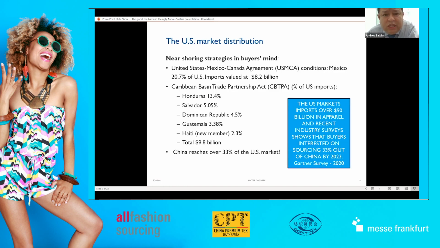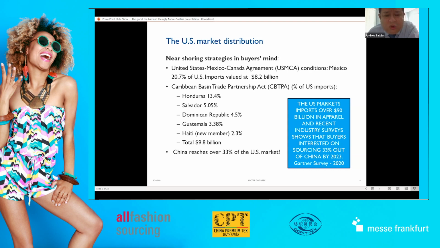And let's just see what the US market distribution looks like as of today. Again, the USMCA allows Mexico to be one of the major partners, with 20.7% of US imports coming from Mexico already. As far as the Caribbean Basin, talking about nearshoring, 24 hours for a 40-foot container from Honduras to Miami is a big factor. Honduras supplies 13.4% of what the US buys, El Salvador 5.05, Guatemala 3.38, Haiti, a new member, 2.3.